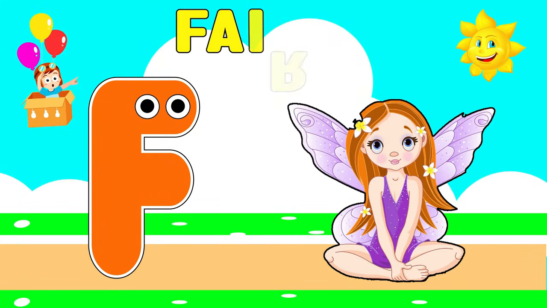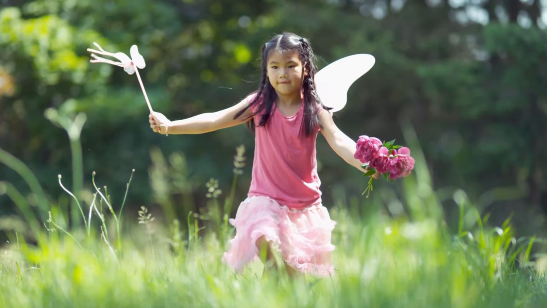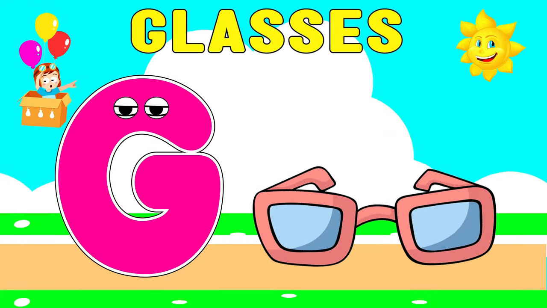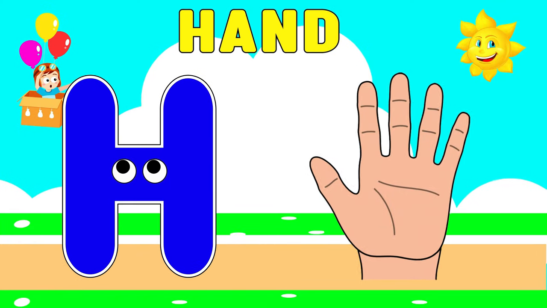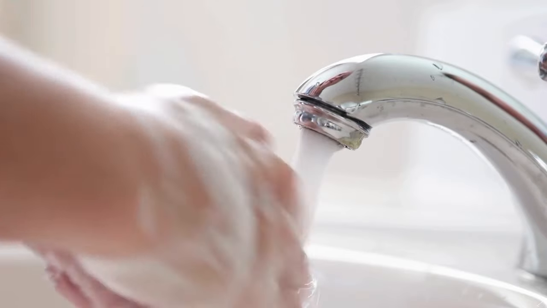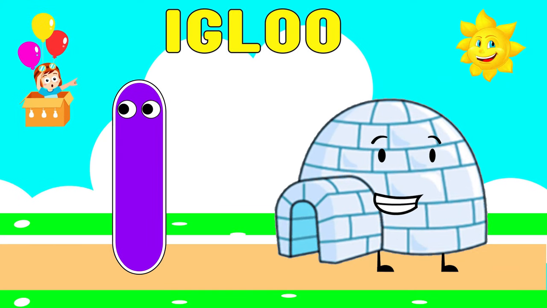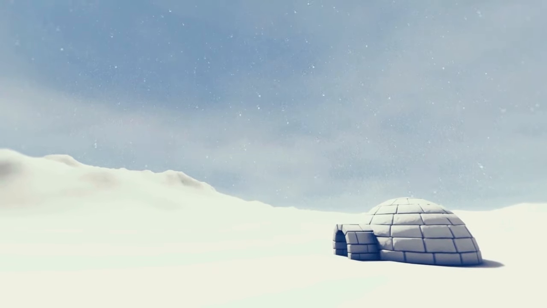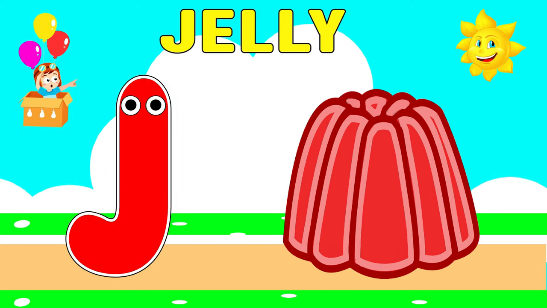F is for fairy. F, fairy. G is for glasses. G, g, glasses. H is for hand. H, hand. I is for igloo. I, igloo. J is for jelly. J, j, jelly.